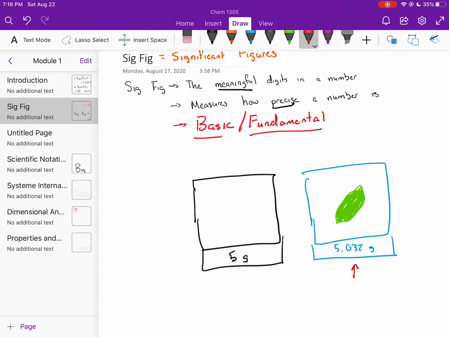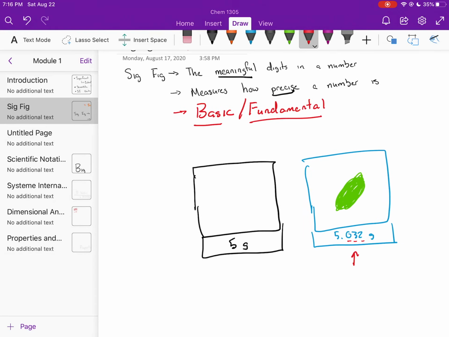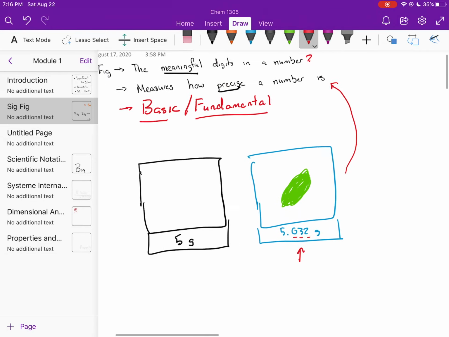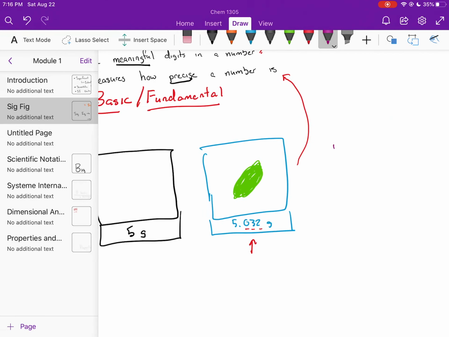Obviously, it's this one, because we see more digits after the decimal. And so that's what I mean by how precise a number is. Because this has more significant figures, this means it's more precise. And that correlates to the second one. But what do I mean by meaningful digits in a number? Right? So let's say we had this third one. Let's do it in purple, right?